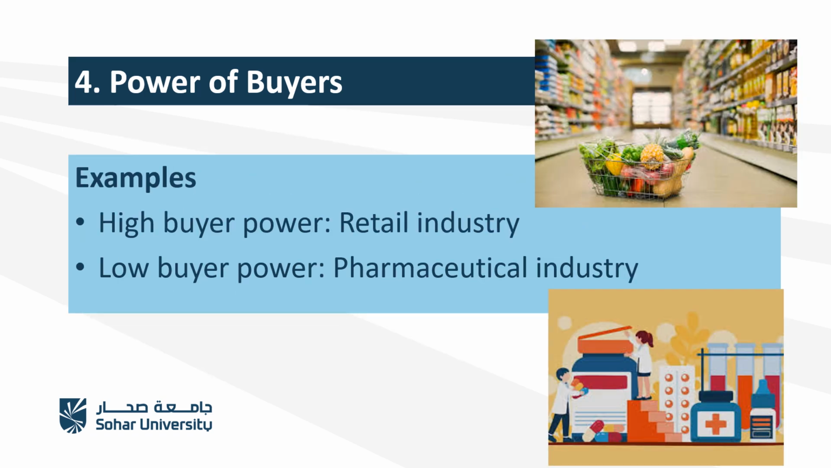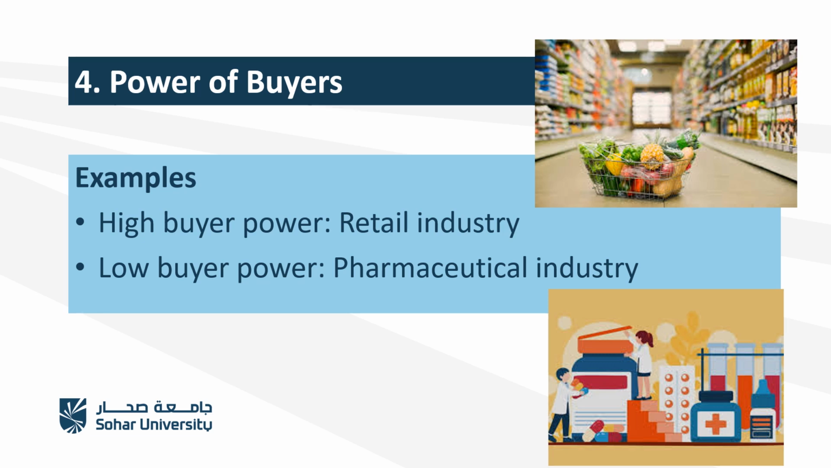An example of high buyer power is the retail industry. I think if you look around you in Sohar, you can see a lot of retail shops everywhere. So the customer has more choices for buying, because there are a lot of similar shops selling retail products.